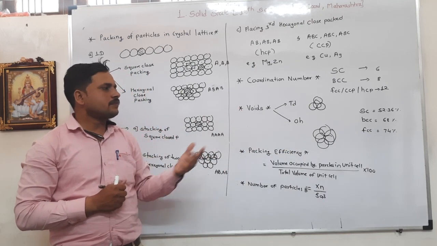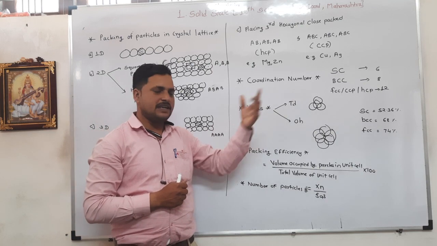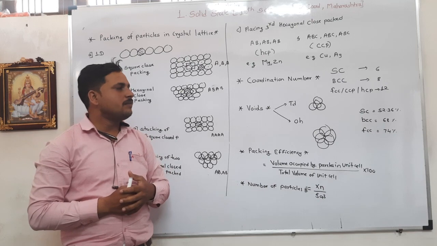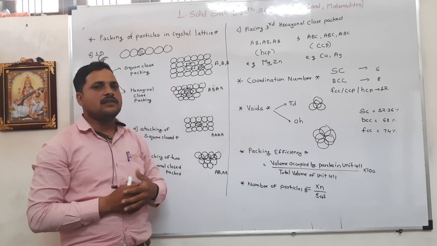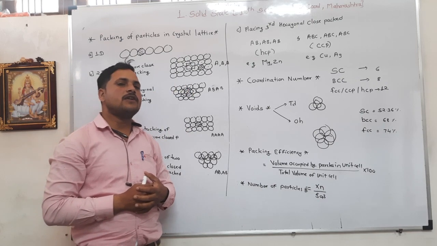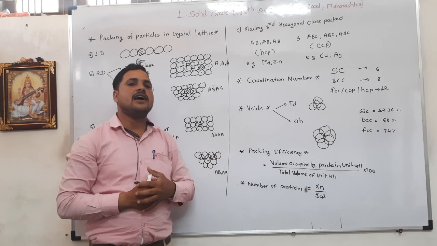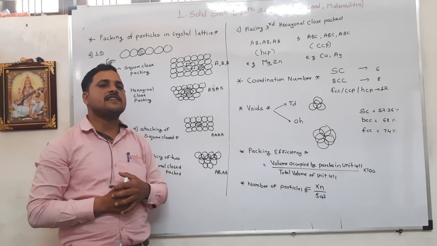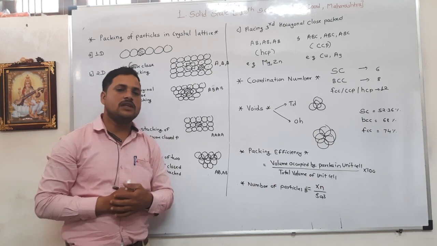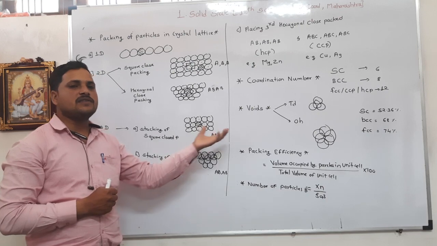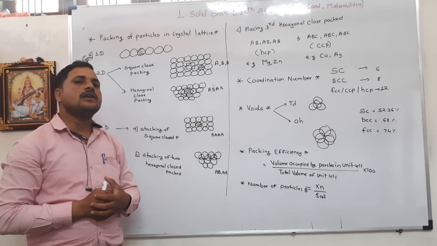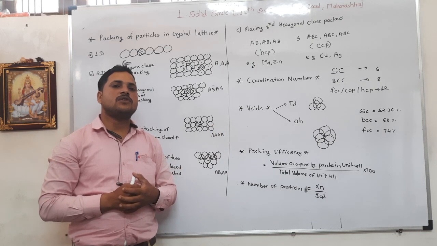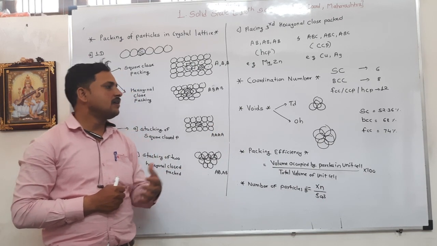One example, if 100 particles or 100 spheres or 100 atoms are present in a packing, then the number of octahedral voids formed is 100 and tetrahedral voids are 200. In other words, we can say that if n is the number of atoms in a cubic close packing, then n is the number of octahedral voids and 2n is the number of tetrahedral voids.